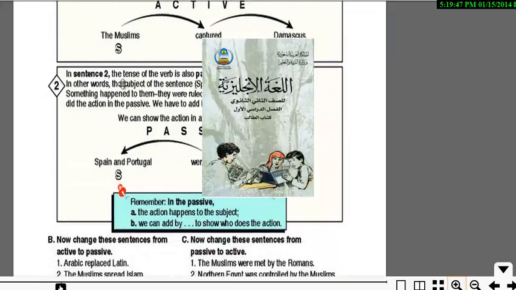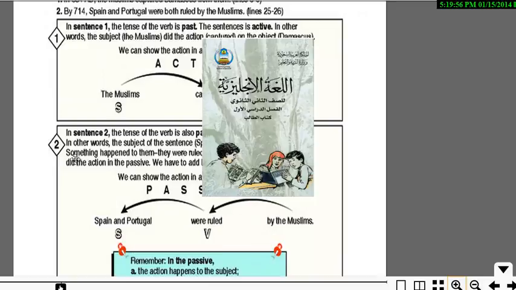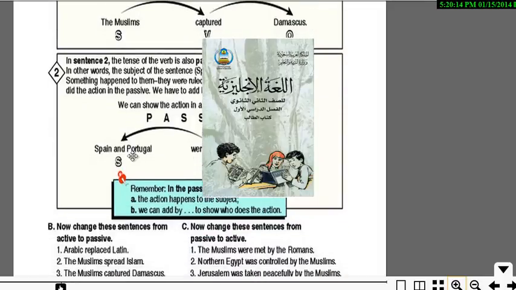In sentence 2, the tense of the verb is also past. The sentence is passive. So it's past tense, but this one is called passive. In other words, the subject of the sentence, Spain and Portugal, did nothing. Something happened to them. They were ruled. If we want to know who or what did the action in the passive, we have to add by. What is that supposed to mean? Spain and Portugal were ruled by the Muslims.